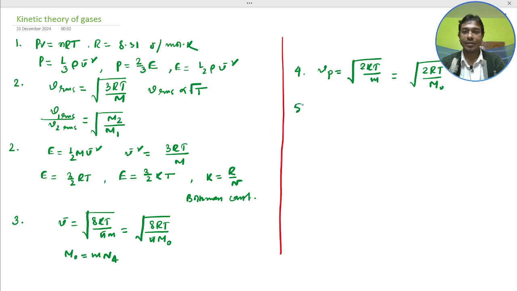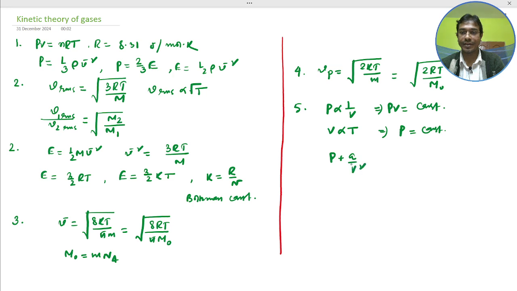Next, Boyle's law: P is proportional to 1/V, or PV = constant. And Charles' law: V is proportional to T, which implies P is constant. Next, the Van der Waals equation for a real gas: (P + a/V²)(V − b) = RT. This is for 1 mole.